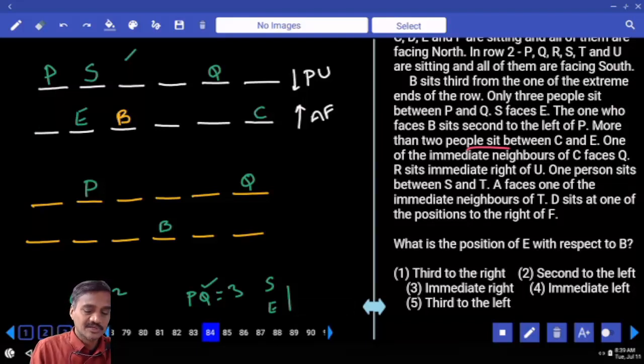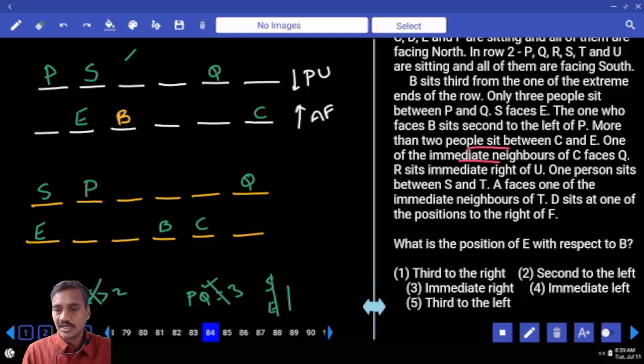And again coming back to the next one. Then the immediate neighbor of whom? Q. One of the immediate neighbors of C faces Q. And C must be at this place. If C is here, then E must be at this place. If E is here, E and S must be opposite to each other. Then we are done with this information and this information as well.